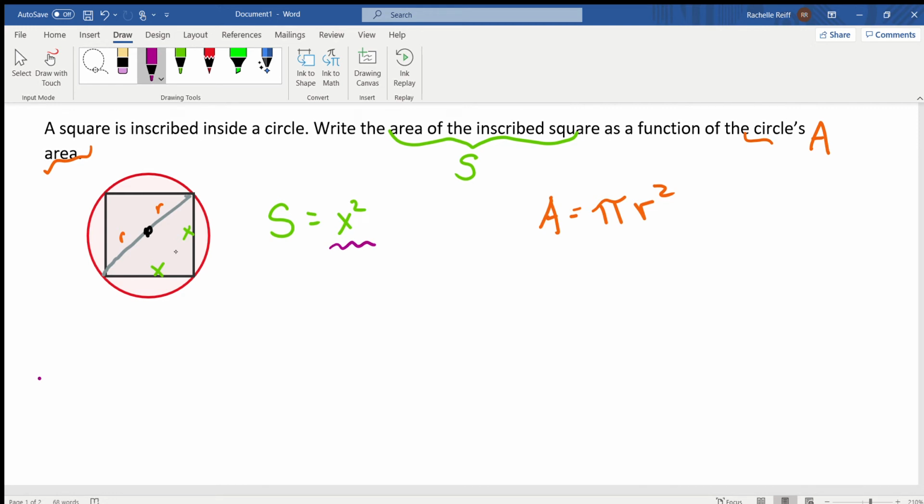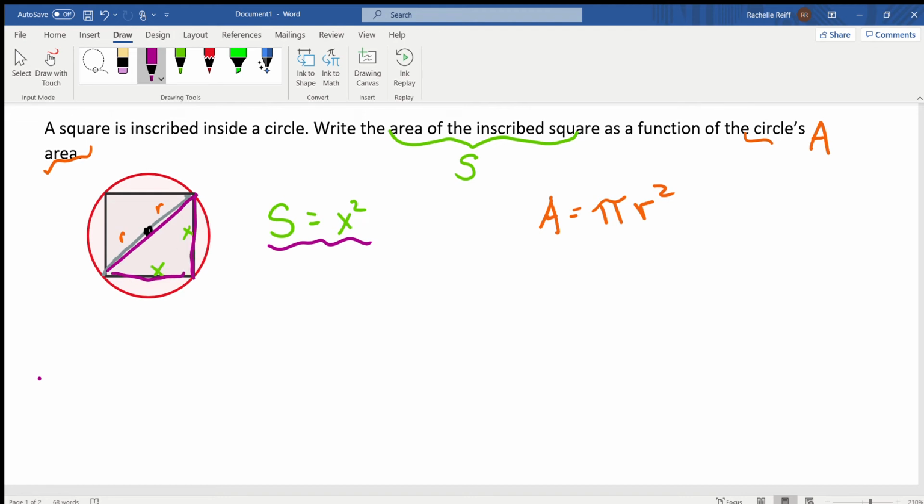there's a few ways. What I'm going to do is rewrite this, and instead of x's, I'm going to write it with r's, and then you'll see what I'll do. So let's rewrite this, but using r's instead of x's. So how do we do that? Well, notice this triangle right here.